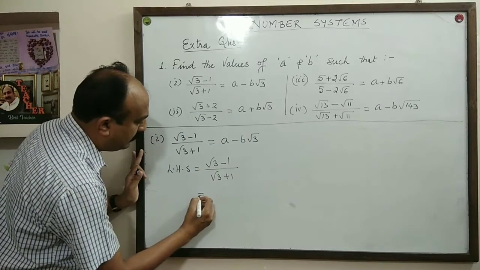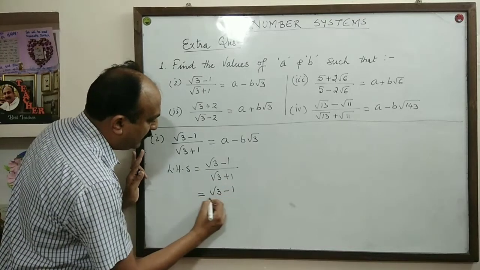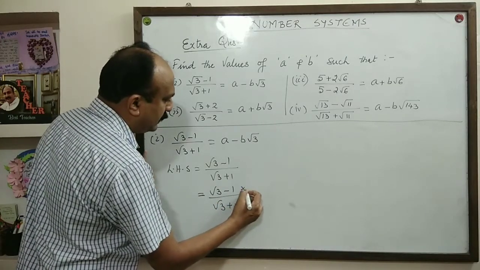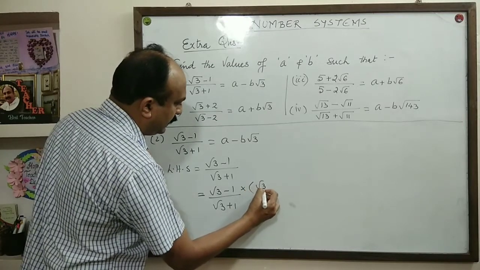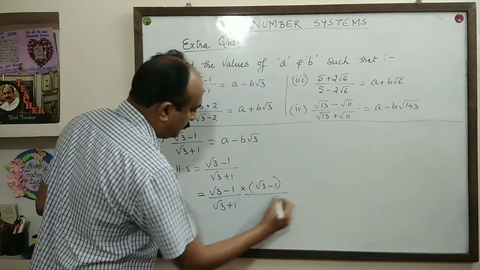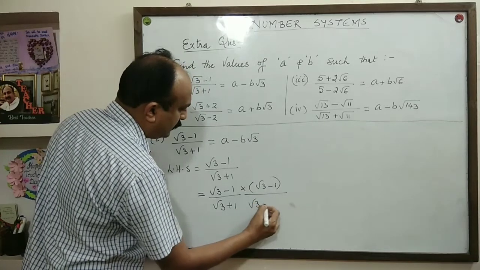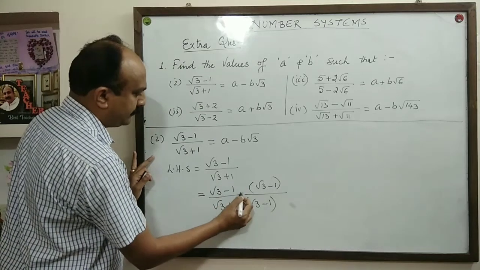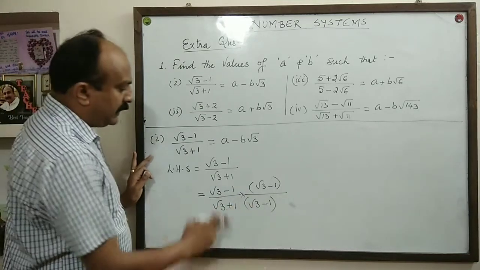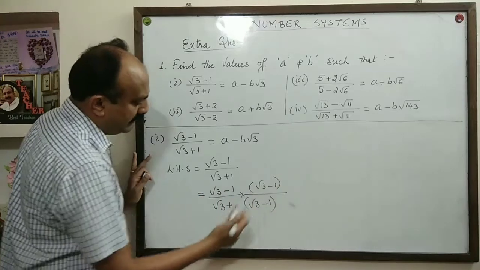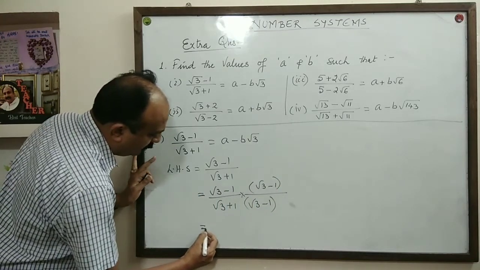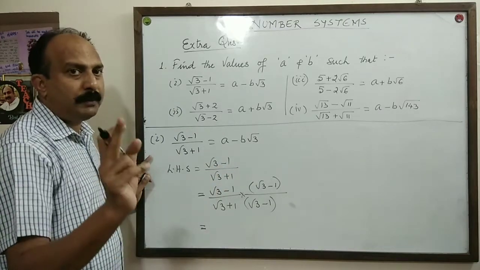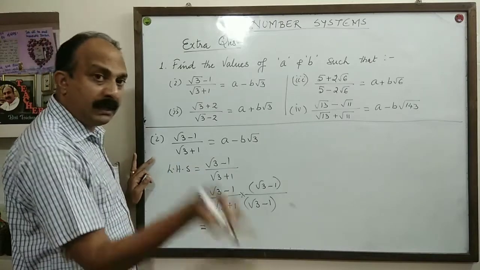So it will be multiplied by root 3 minus 1 upon root 3 plus 1. Multiply the numerator and denominator by root 3 minus 1. Here also root 3 minus 1. And the numerator is root 3 minus 1 into root 3 minus 1. Root 3 minus 1 into root 3 minus 1 can be simplified either by direct multiplication or by using the identity a minus b the whole square.